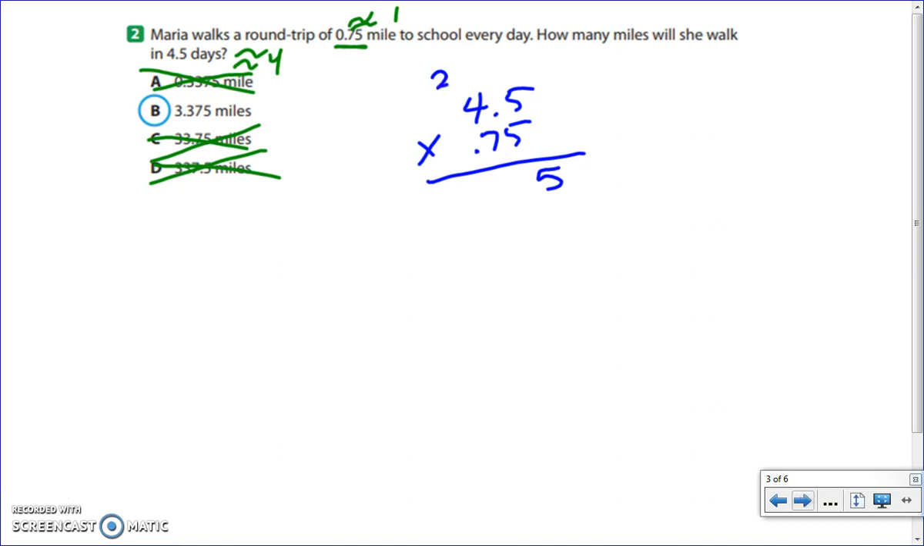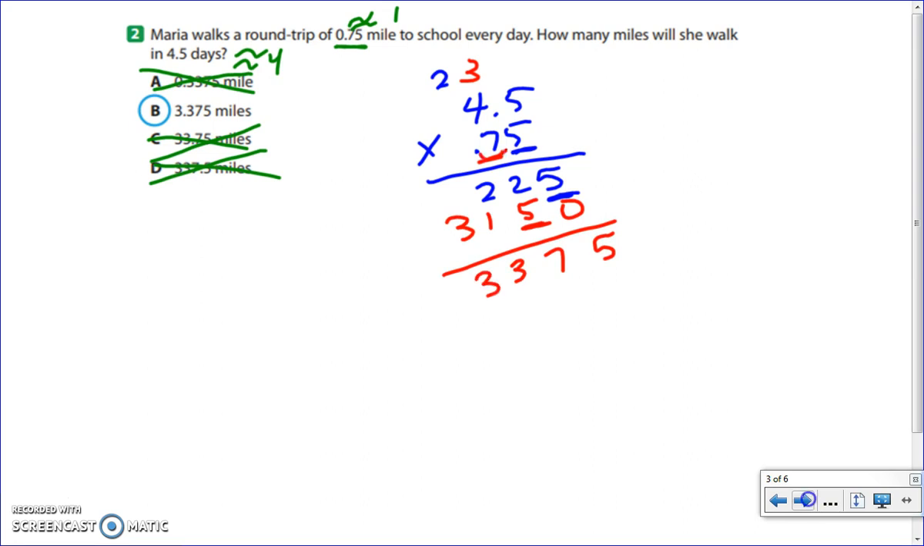And I will figure out how far she actually walks. Now, because that 5 was at the end, I started writing my parts of the sum at the end. And now we're moving over a spot, where we're going to start putting our numbers. If you like the placeholder 0, you can go ahead and put that in there as well.